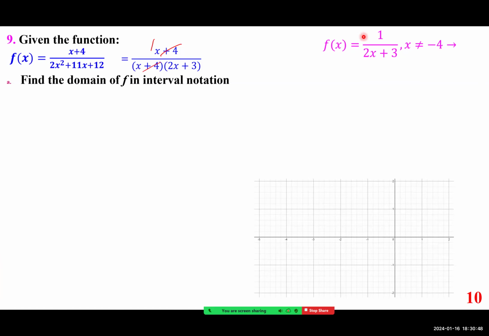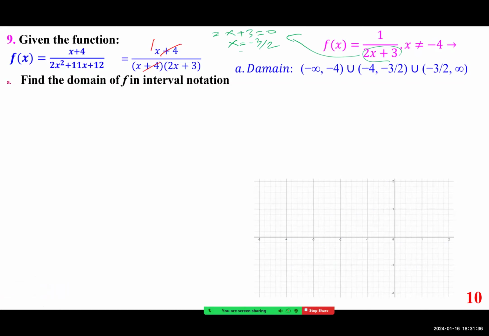However, this has some differences with this expression. This expression has no problem at x equals negative 4, but this expression does. Therefore, you can say f of x is this as long as x is not equal to negative 4. So the domain would not only exclude negative 4, but also, if you set 2x plus 3 equal to 0, x becomes negative 3 halves, and that must be excluded.